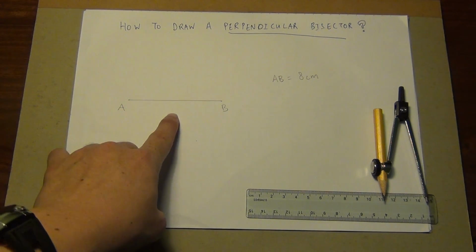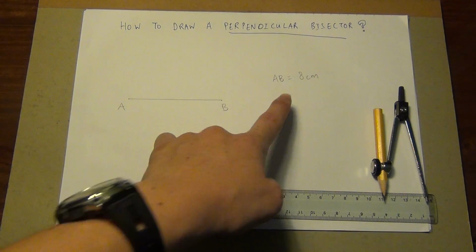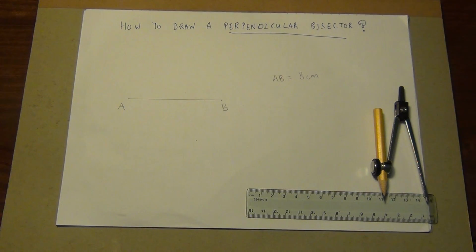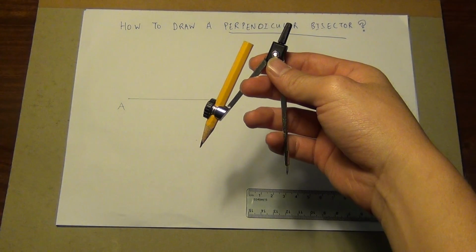So let's take a look at this scenario while I further explain what perpendicular bisector means. If I have a line over here which is AB, and AB is given to be 8 cm, I am going to draw a perpendicular bisector onto AB such that it cuts AB into two equal halves. So how am I going to do this? First, I need to have my compass.